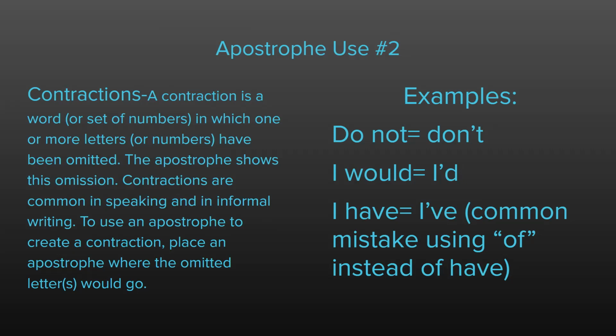I have, you would say I've. Or for another example, if you want to say I could have, or should have, you would say I could have instead of I could of. You would use the word have instead of the word of. People like to make that common mistake.